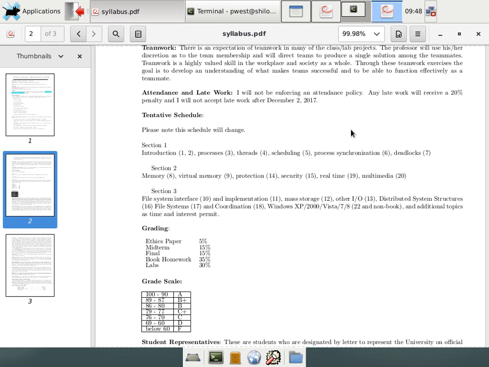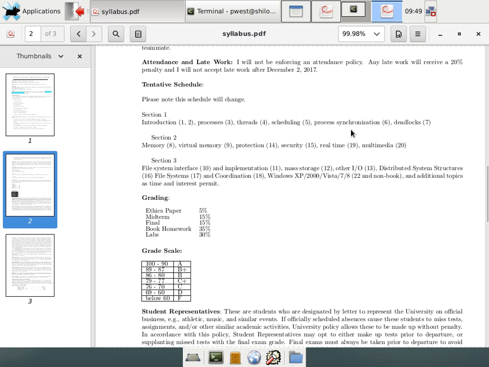So processes, threads, scheduling, process synchronization, and deadlock. This really talks about how do you run your program, how does the operating system run it, what's all the features it needs to take care of. And then of course memory, virtual memory, protection, security, real-time, and multimedia, aka memory. So this is all just one big section on how memory is handled in the operating system.